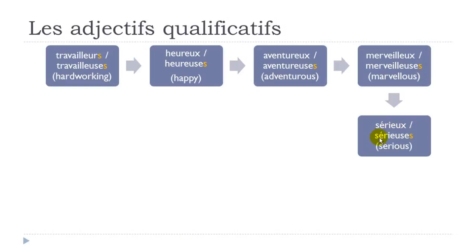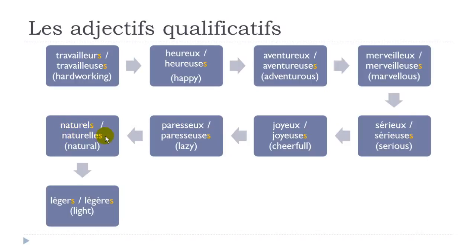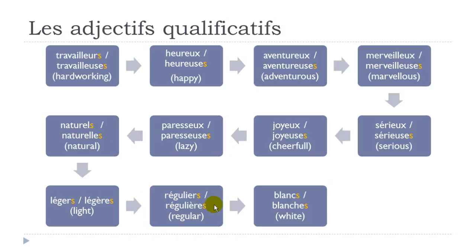Sérieux, sérieuses. Joyeux, joyeuses. Paresseux, paresseuses. Naturels, naturelles. Légers, légères. Réguliers, régulières. Blancs, blanches. Okay, so remember, they will come after the name, après le nom.